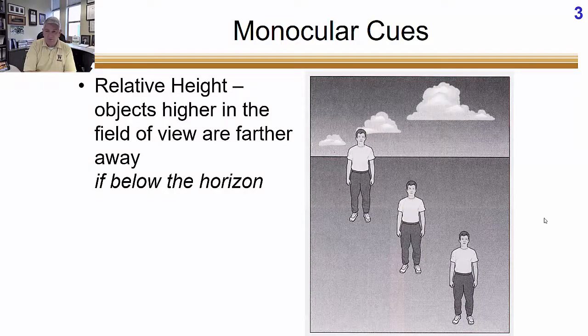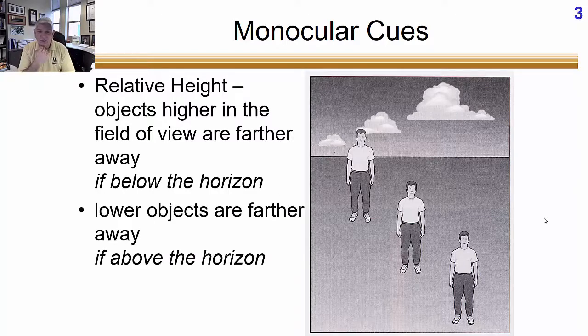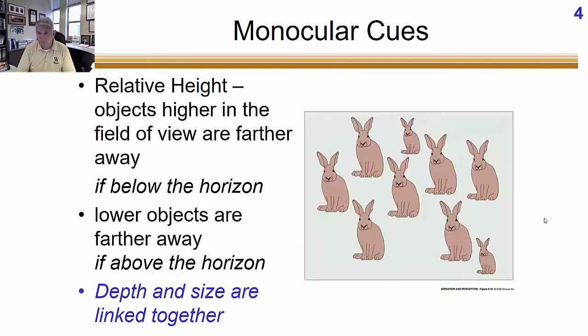The relative height is there, but the size doesn't change. If we really wanted to evoke depth perception, then we would have the size of the person getting smaller as they get higher in the picture. We do see that with the objects above the horizon. I'm sure everyone said the cloud on the left is furthest away. The closer things are towards the horizon, the lower they are in the sky, and the smaller they are, the further away that they appear.